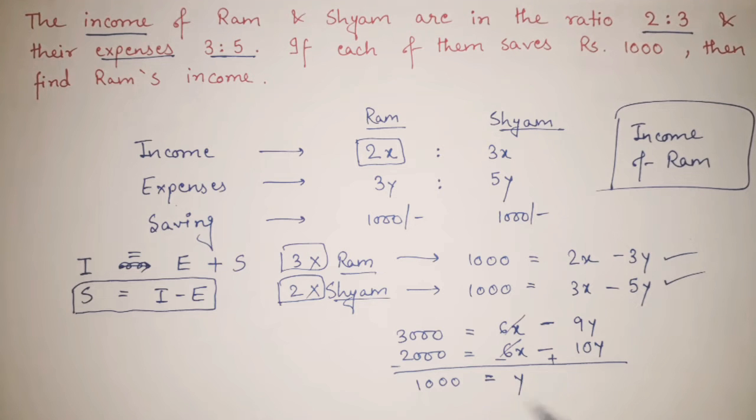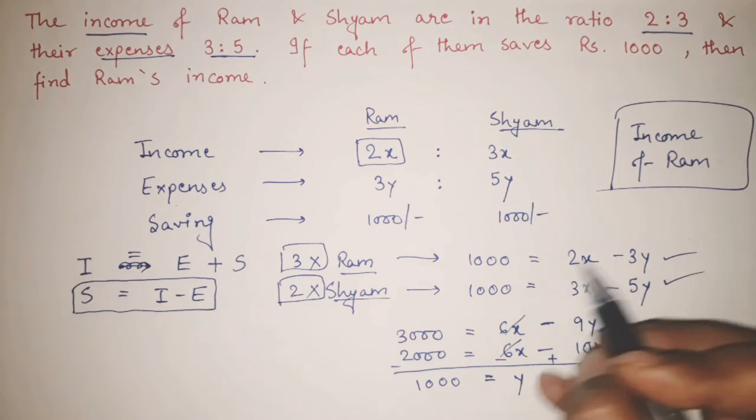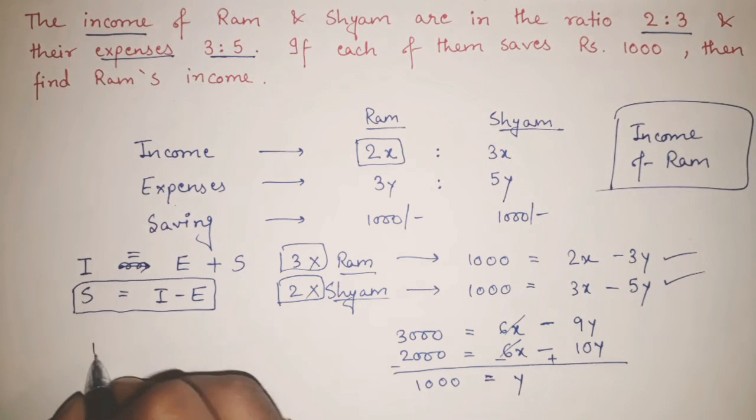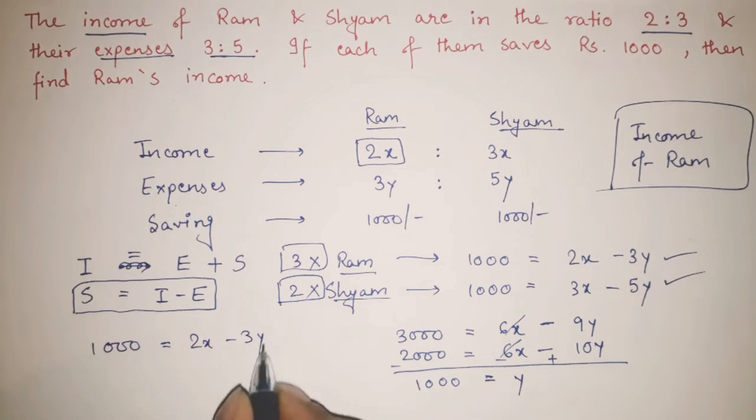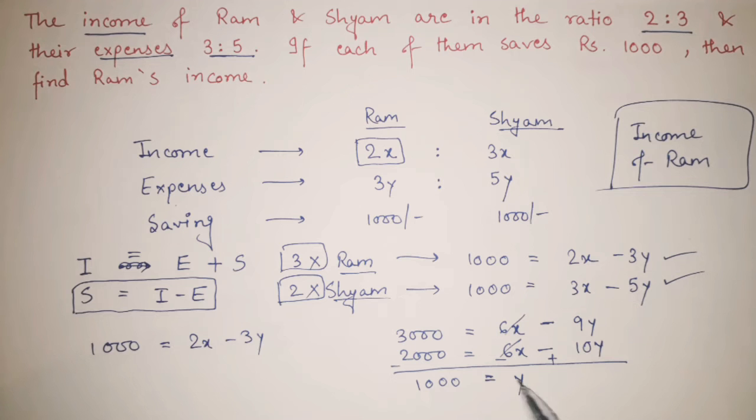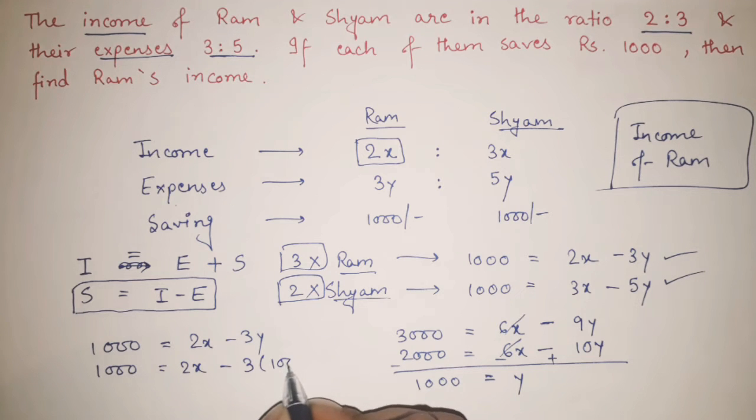Now if I put this value in any of the equations, let's say in this first equation, the first equation is 1000 equal to 2x minus 3y. So in this equation, if I put the value of y equal to 1000, I will get 1000 equal to 2x minus 3 into y, which is 1000. So in place of y, I am putting the value 1000. So I will get 1000 is equal to 2x minus 3000.